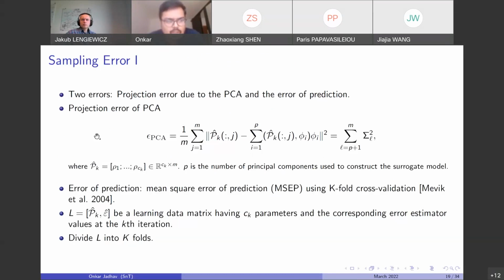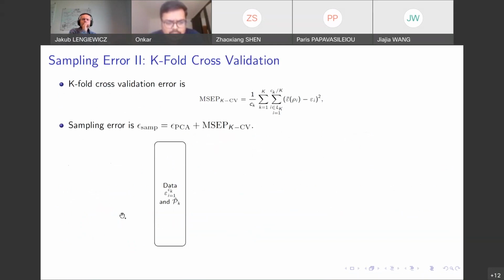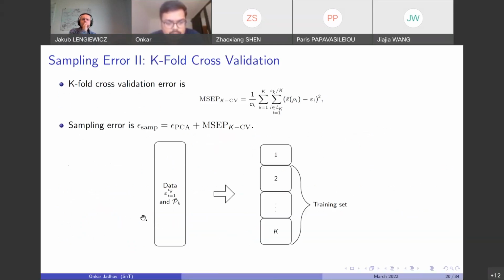In order to judge the quality of my developed surrogate model, I have used the mean square error of prediction using k-fold cross-validation. At each surrogate model loop, I have a learning data matrix L having CK parameters and the corresponding error estimator values. For k-fold cross-validation, we divide this learning data matrix L into k folds, which is represented using this graphic over here quite well. So you can see I have some learning data matrix L, which I divide into k folds.